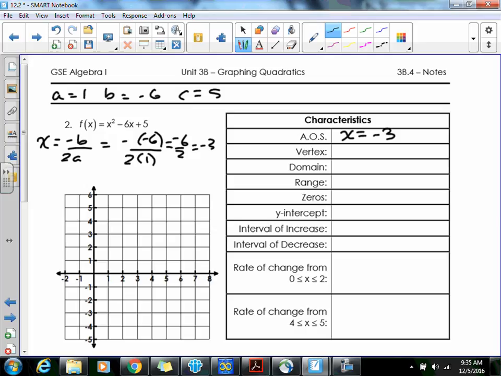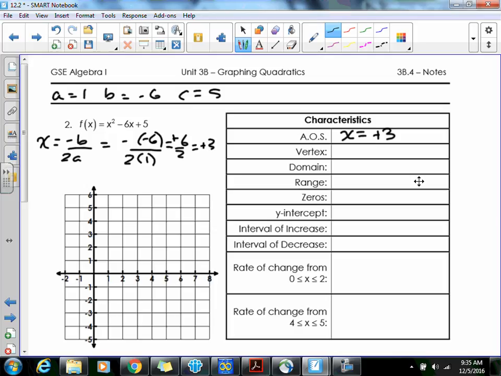The next thing we want is the vertex. Now, if I know what the axis of symmetry is, I also know what part of the vertex. Because I made a mistake, it should be +3. Good catch. So that should be the opposite of -6, which is +6 over 2, which is 3. Excellent, Chauncey.